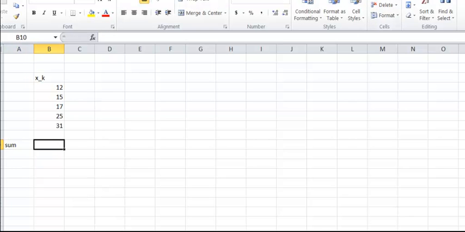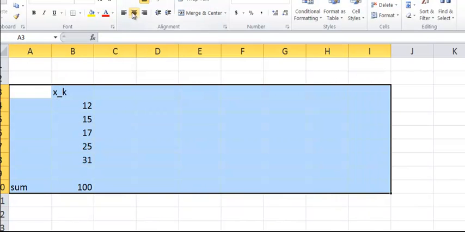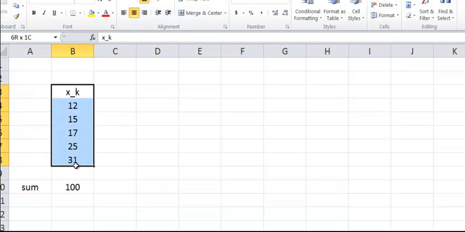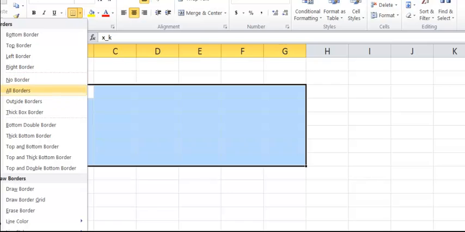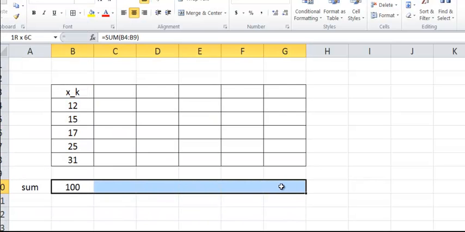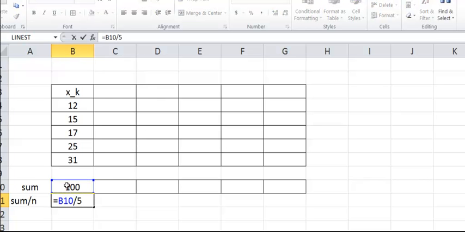Now first we could actually sum these up using Excel. Let's make that a little bit bigger for you to see, and we'll center this up. Okay, so the mean then will be this: when we take the 100, we're going to divide by, well, in this case there are 5 data points, so we're just dividing by 5. So that's the mean right there.